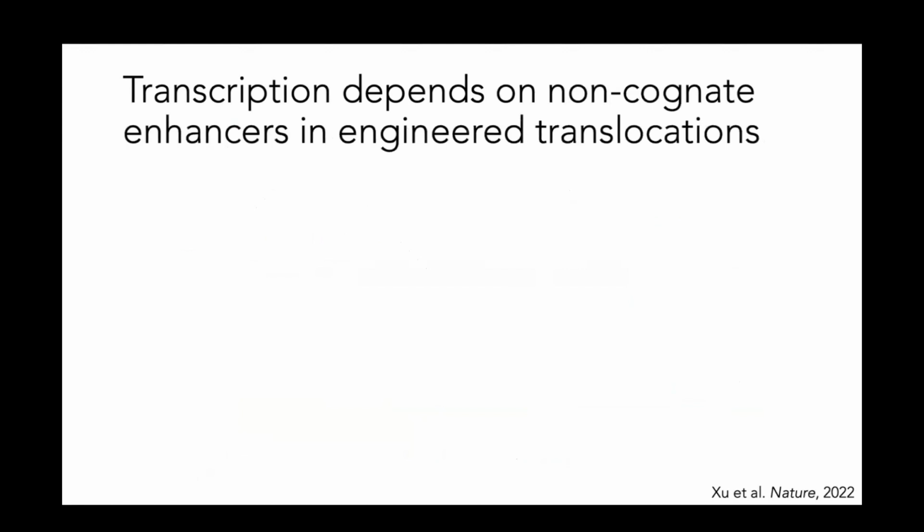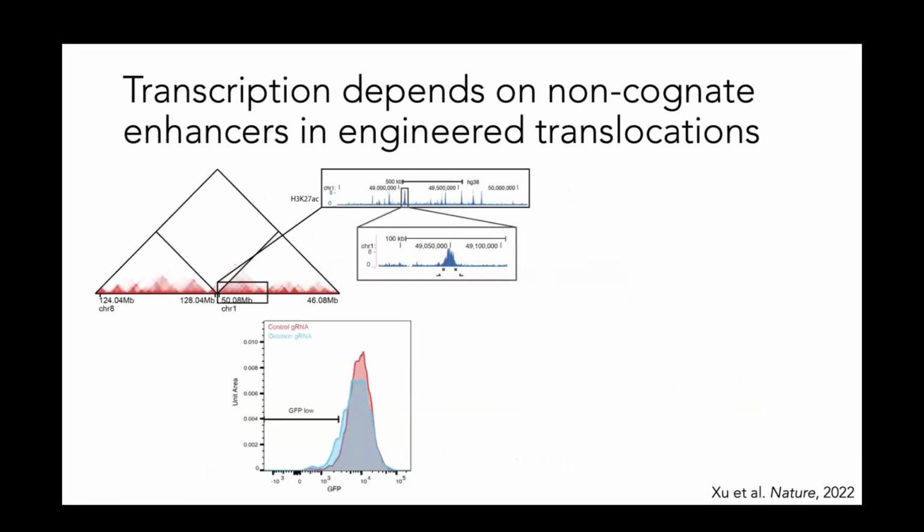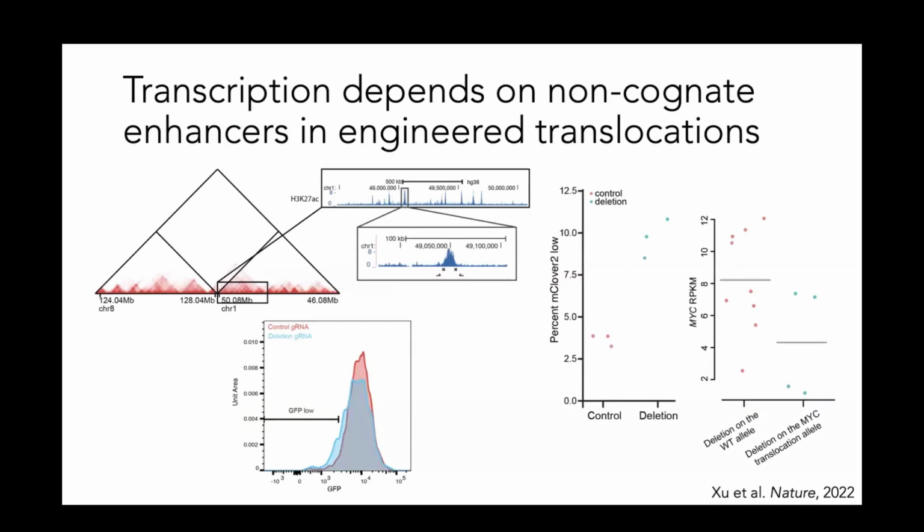And then we can use these to essentially go in and test which enhancers might be driving the gene. So this is an example where we delete this one enhancer. We see that in bulk cells, this causes a reduction in expression. And then we can actually go in and isolate individual clones. And interestingly, we can see that the loss of expression is dependent upon the deletion occurring on the same translocated allele as MYC.